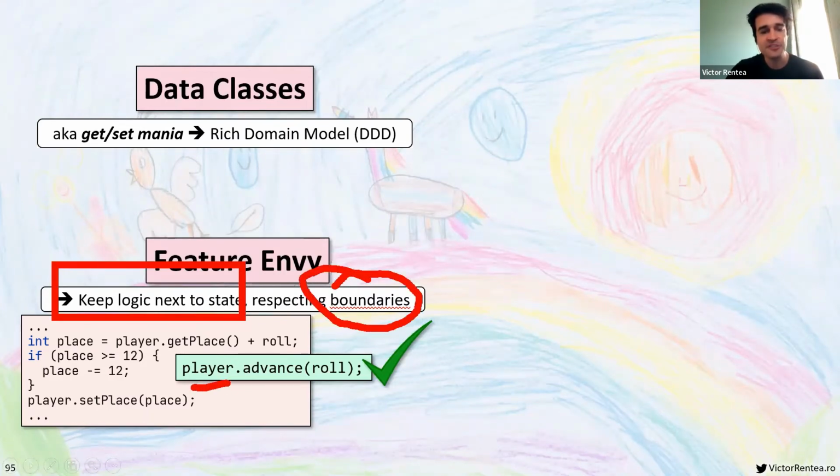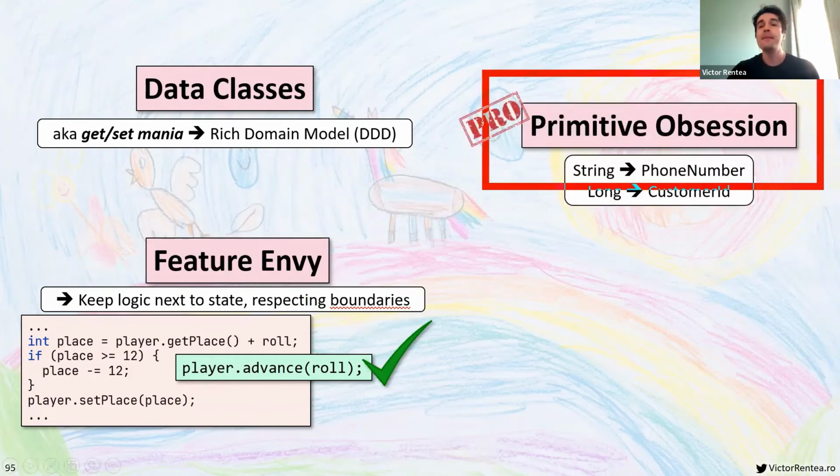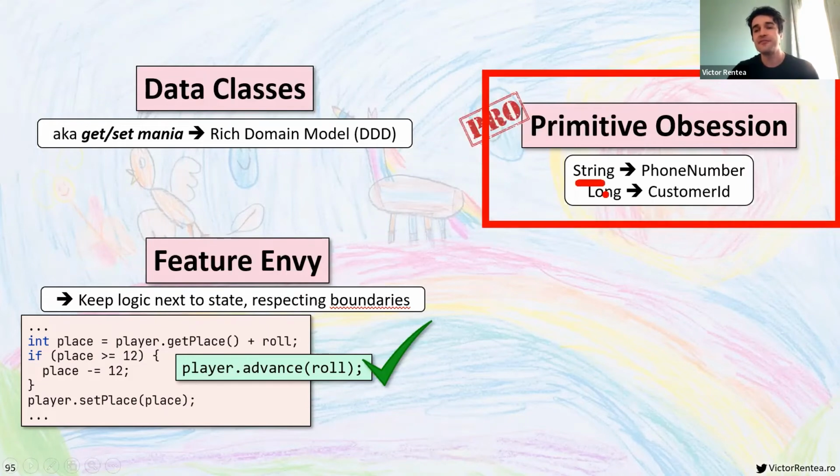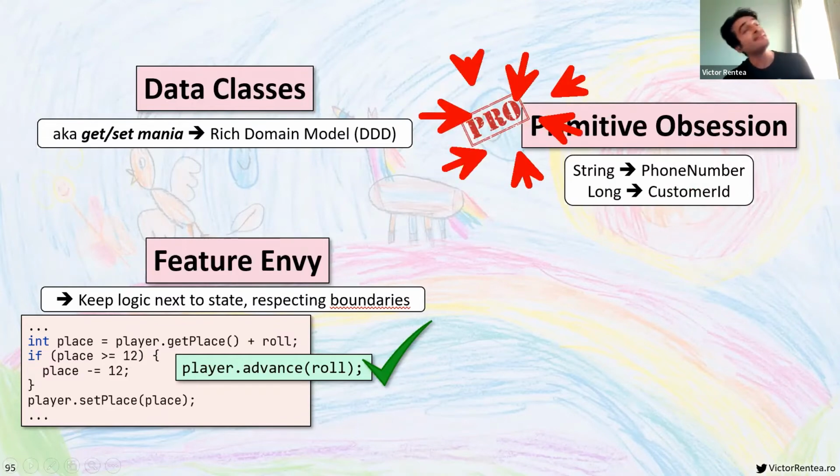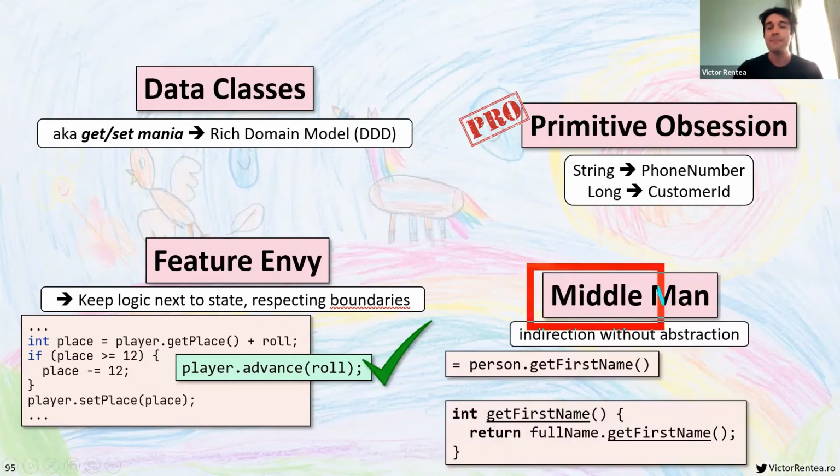I wouldn't put in the player some logic to format the player as a string or as an XML. Right. Primitive obsession: we said instead of strings and longs, try to use phone number or customer ID. That's a very subtle and, let's say, advanced decision if you take it. I wouldn't take it with any team. It's tricky.